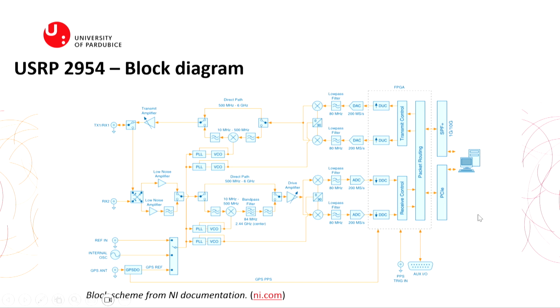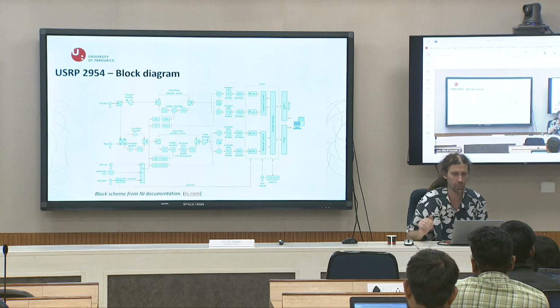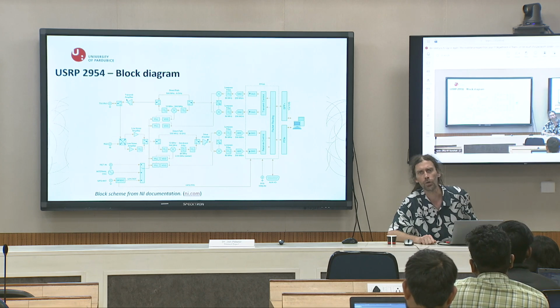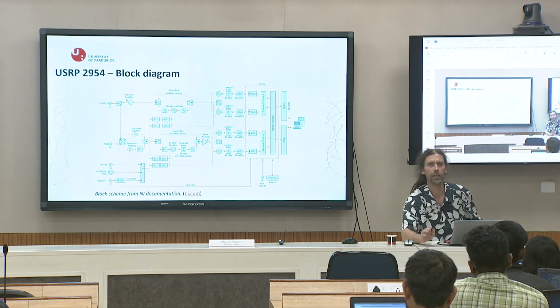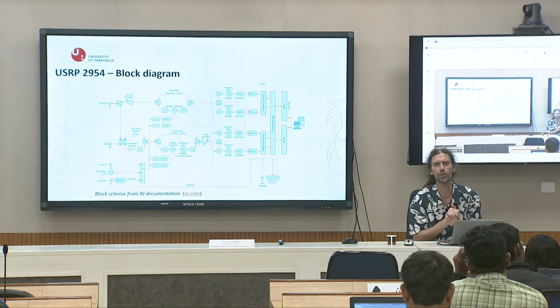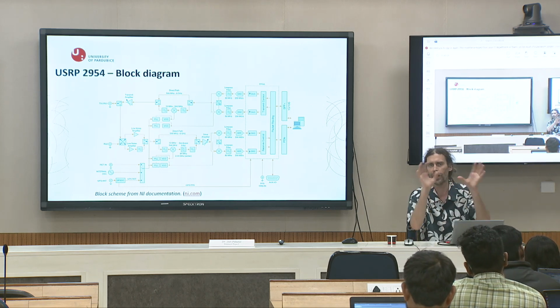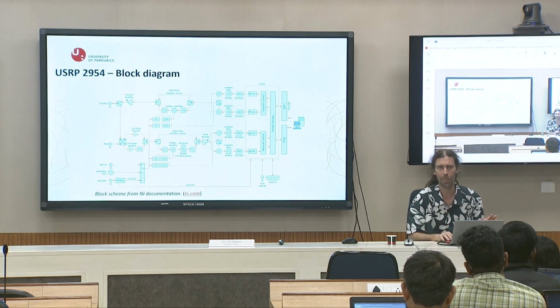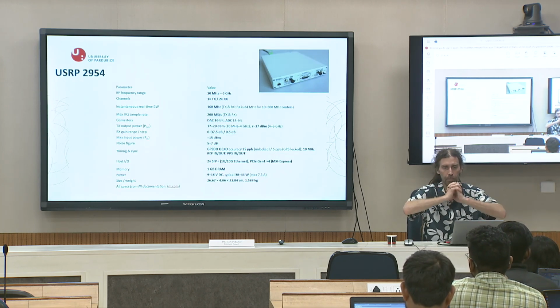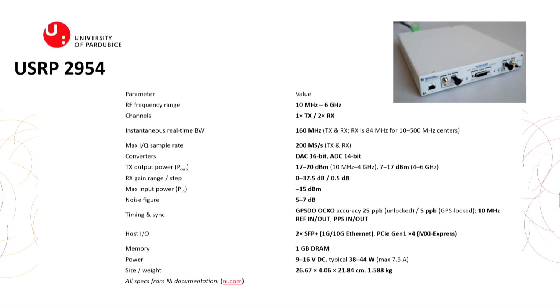And of course, this is just valid for USRP. I have a block scheme from National Instruments documentation, but generally, a lot of them look very similar. Different parameters, different filters, and so on, some small differences, but the general point of view will be the same. There are some parameters that I will select. I will highlight only some of them.